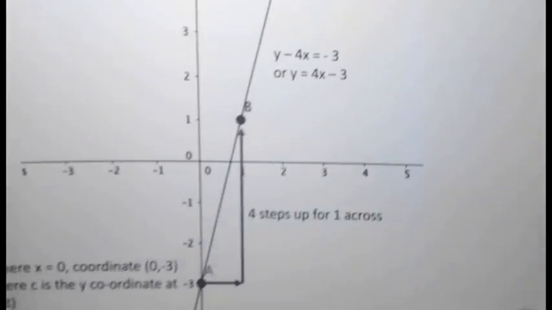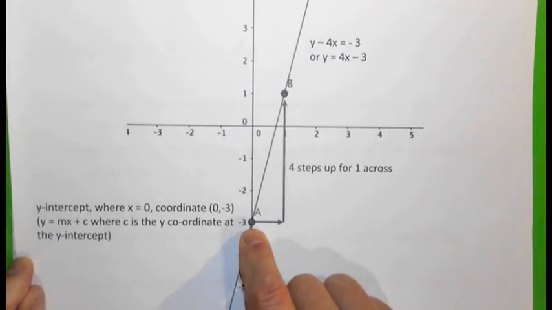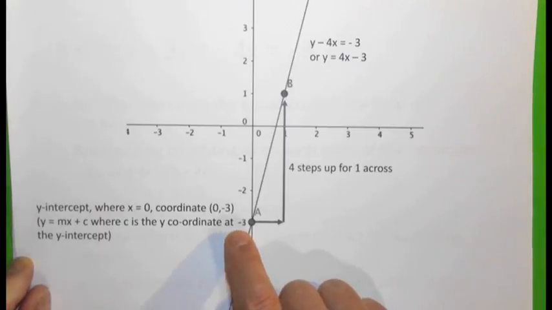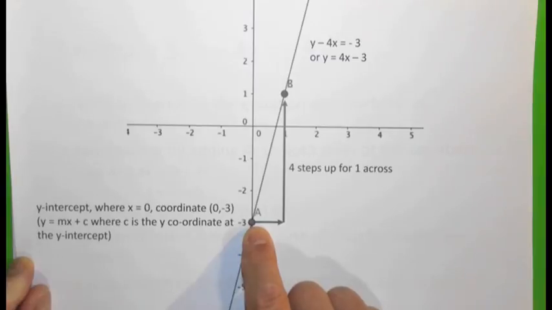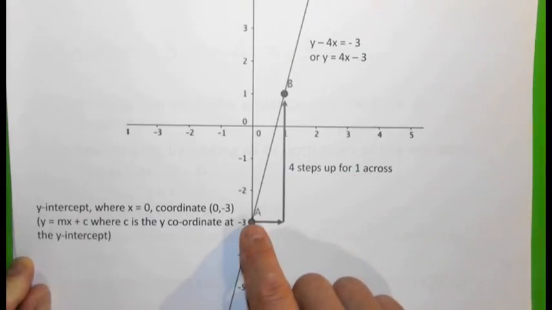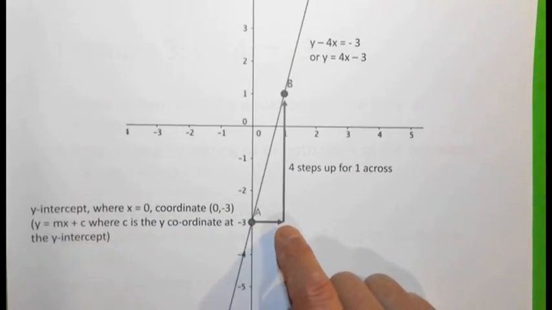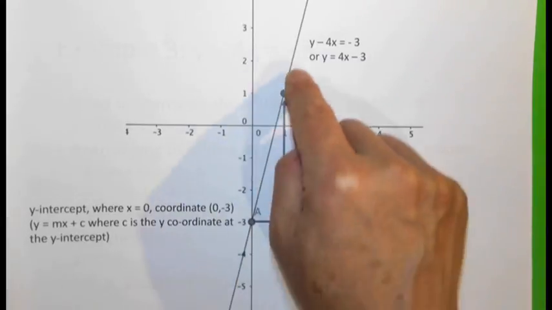Let's plot the graph. Again, we start off with the information y-intercept. When x equals 0, you know that y is minus 3. Therefore, this is the y-intercept, point A. We know from the gradient that it is 4 steps up for 1 across. So 1 across, 0 to 1, and then up 4, which is 1. Then we draw the straight line.